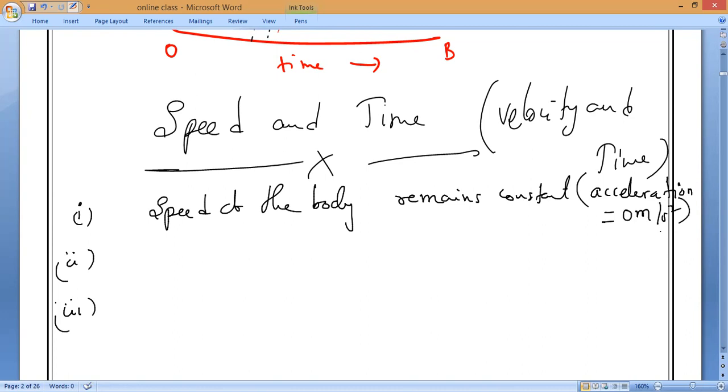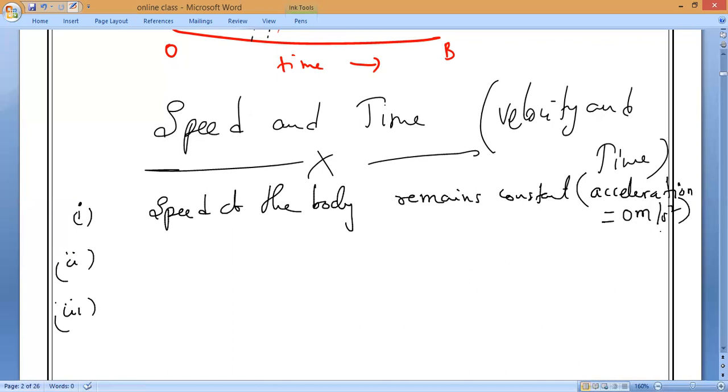Is it okay, Randy? Yes, sir. Whenever the speed of the body remains constant, then acceleration, you have to take it as what, guys? You should tell. 0 meter per second square. You have to take 0. Okay. Now, shall we draw the graph? How is it?